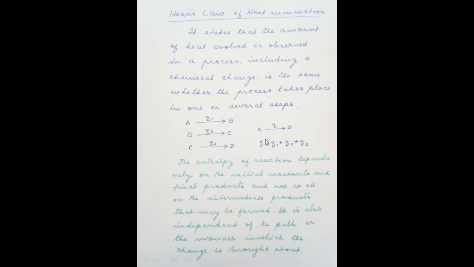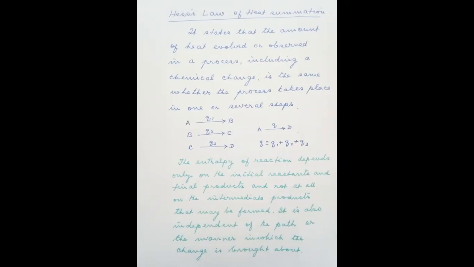If it is so, then the heat energy accompanying the process directly from A to D will be equal to Q1 plus Q2 plus Q3, whatever may be the number of steps taken. Now you look at the statement, you will understand. Hess's law of heat summation states that the amount of heat evolved or absorbed in a process, including a chemical change, is the same whether the process takes place in one or several steps.